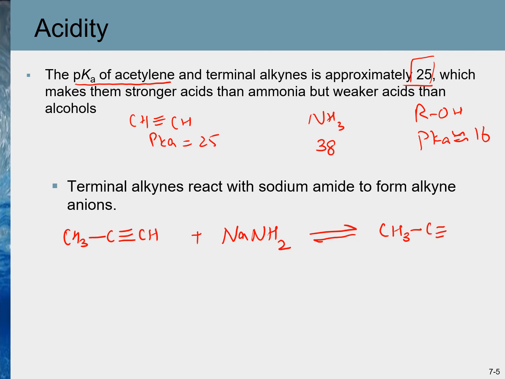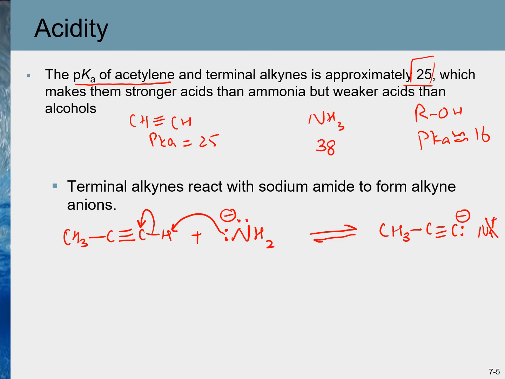So terminal alkynes react with sodium amide to form alkyne anion. In this reaction, sodium ion is just a spectator ion, so it does not play any part. So let's remove the sodium ion from the amide. Only amide anion from sodium amide participates in this reaction. So this reaction is an acid-base reaction, where the amide attacks the proton and the product will be sodium acetylide.